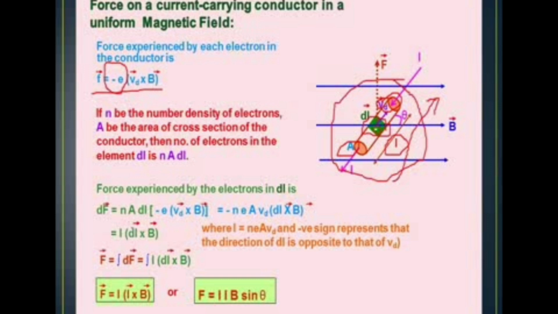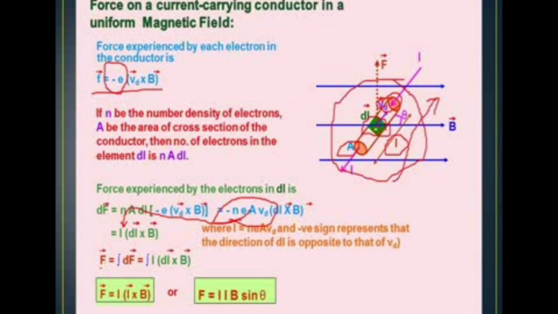Instead of the force experienced by one particle, you substitute the value of the magnetic Lorentz force for all the particles in this value. Multiplying, you will get n e A Vd dl into B vector. Here the term n e A Vd is equal to the flow of current in the conductor. Already we know that the current I equals n A Vd e, as we have seen before. So we can substitute I for all these terms. Substituting I, dF equals I into dl vector cross B vector.